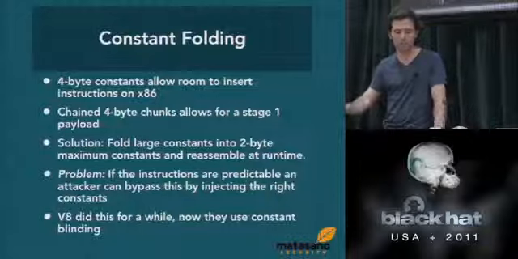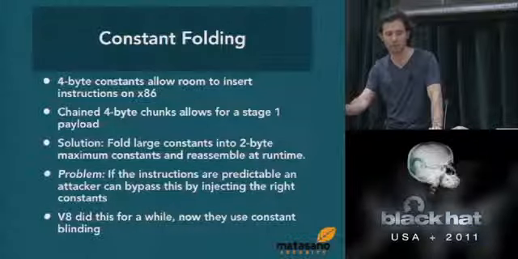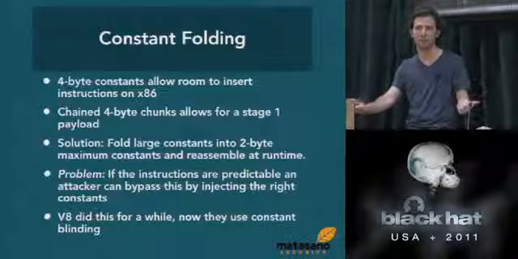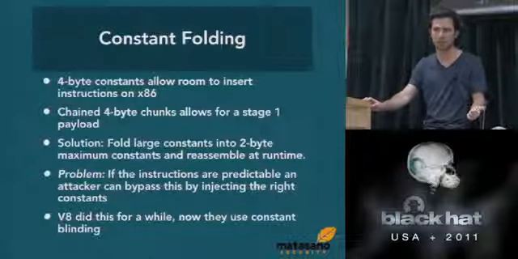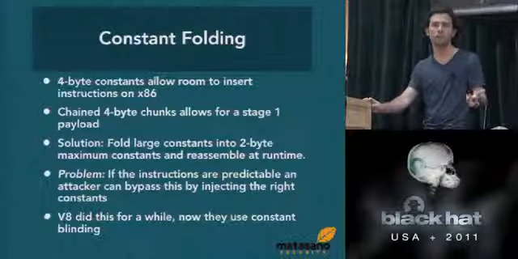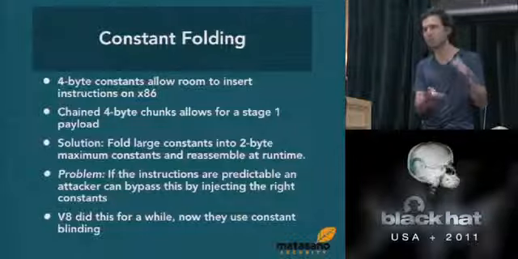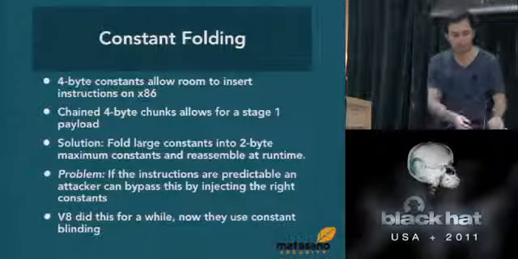V8 implemented this initially, but now they use constant blinding, since you can still get a few valid instructions in a space of 2 bytes. Second of all, the instructions that break apart constants and reassemble them later are also predictable. So those can potentially be part of your shellcode.